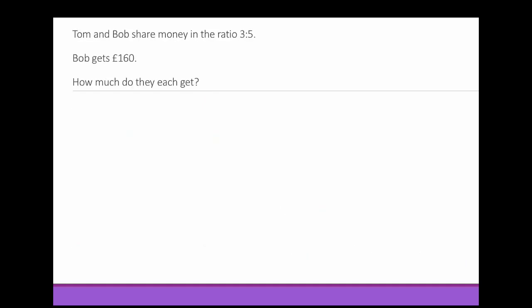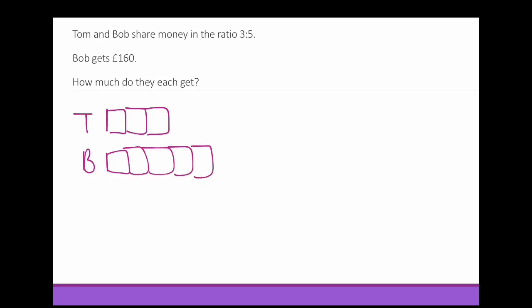So the second one, Bob and Tom share money in the ratio of 3 to 5. So here we go. Let's draw 3 out for Tom. And Bob, we're drawing out 5 again. Here's the key bit. Bob gets 160. Where do I draw that arrow? So here, that little bit there is equal to 160. Just Bob's bit. How do I find 1 part?